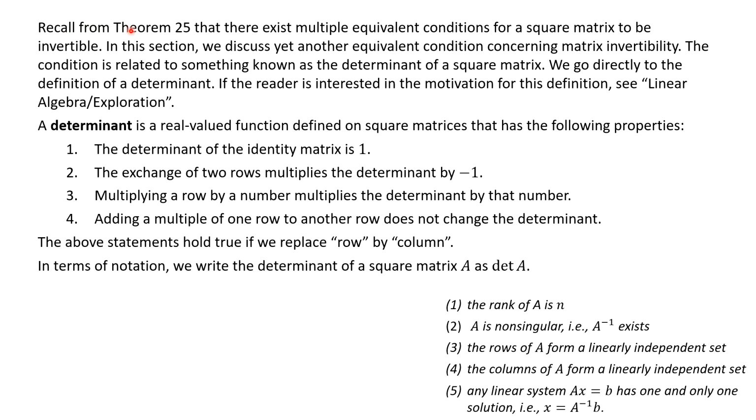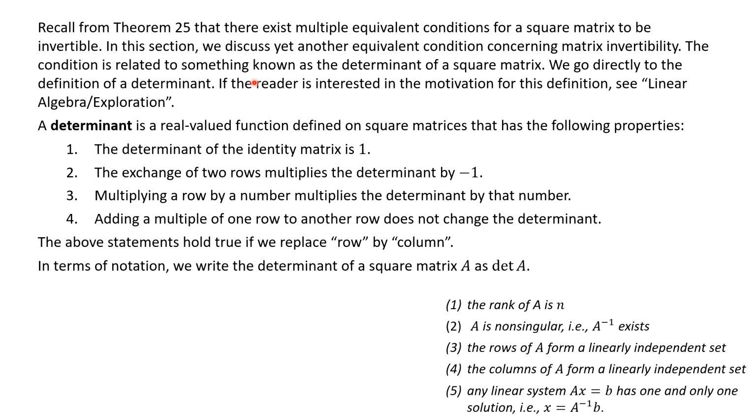Recall from theorem 25 that there exist multiple equivalent conditions for a square matrix to be invertible. I copied the conditions down here at the bottom just to refresh your memory. So the second condition was A being invertible, but the other four are equivalent to that. The rank of A is n, the rows are independent, the columns are independent, and the system AX equals B has only one solution, which depends on the inverse.